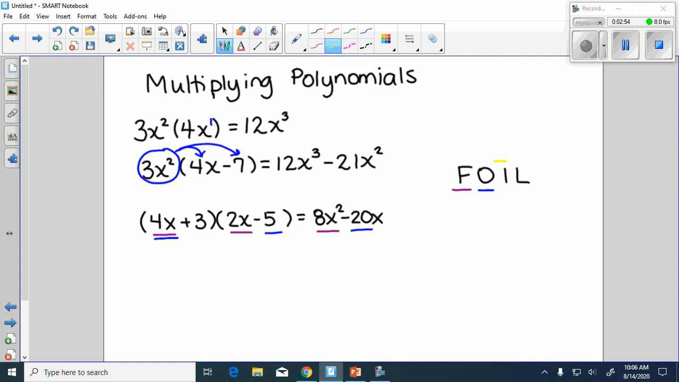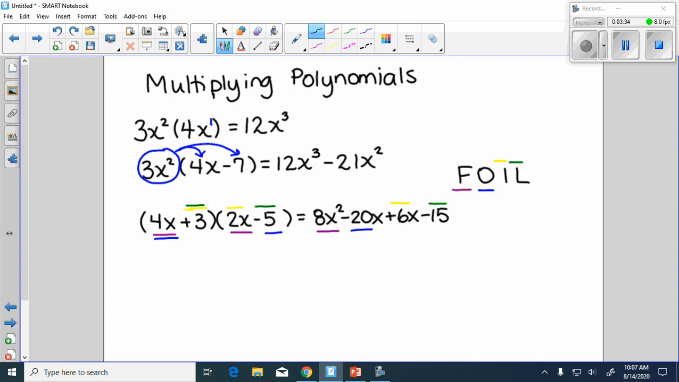The I in FOIL stands for inside, or the inner terms. The two terms on the inside are positive 3 and 2x. If we take positive 3 times 2x, we get positive 6x. The L in FOIL stands for last. The last number or expression or term here and here are the positive 3 and the negative 5. Positive 3 times negative 5 is negative 15.